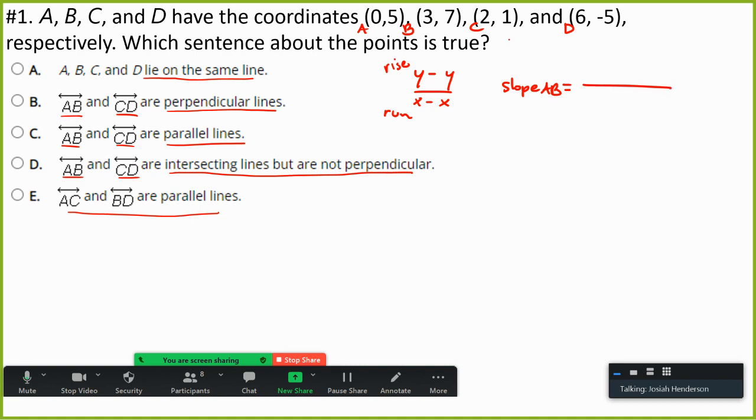Y minus y. So A is 5 for its y, and B is 7 for its y. So 5 minus 7. And then x minus x, 0 minus 3. Simplify the top separately, simplify the bottom. 5 minus 7, and then 0 minus 3 is negative 3. So we've got negative 2 over negative 3.